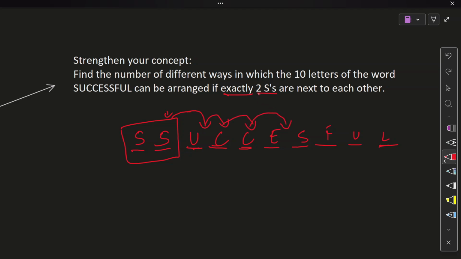Now, when this box will move from this position to this position, new arrangement, new arrangement, new arrangement, new arrangement, but it doesn't satisfy the condition anymore. Now three S's have become together, right? So here it cannot be placed. Here it cannot be placed. Not at all, because that condition will not be met. Here, yes, yes, and yes.